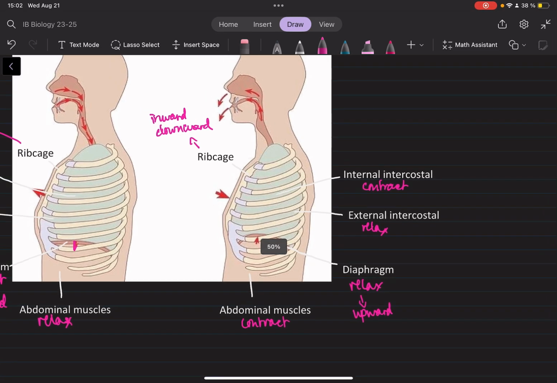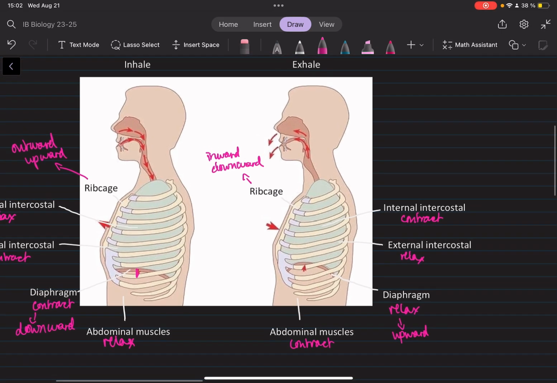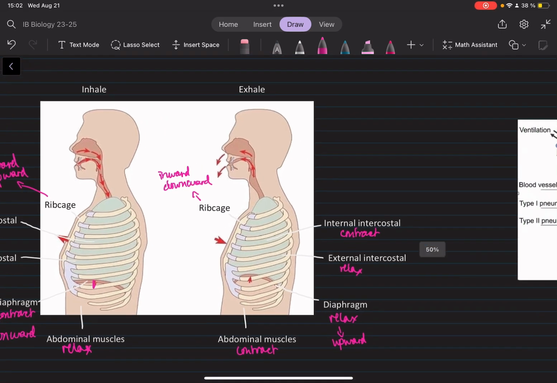So again, all of this decreases the volume in the thorax and it increases the pressure. Now, because you have a higher pressure now than in the atmosphere, all the gases are going to be moving out of the lungs. So that's how you're able to inhale and exhale with those muscles.